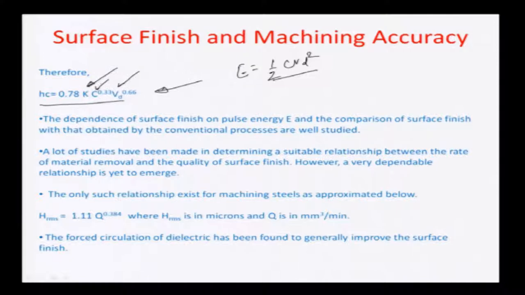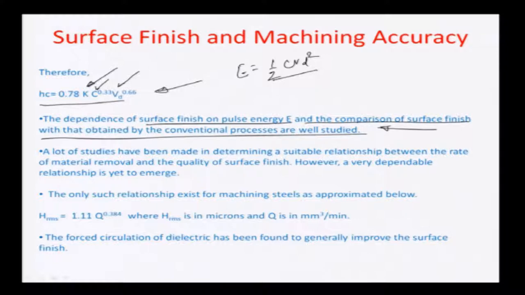So, the dependence of surface roughness on pulse energy E and the comparison of surface finish with that obtained by conventional processes are now quite well studied. A lot of research has gone into this area, and a lot of studies have been made in determining a suitable relationship between the rate of material removal and the quality of the surface finish. However, these are all empirical in nature, and a very dependable relationship has not really emerged so far between the surface finish and the spark energy.